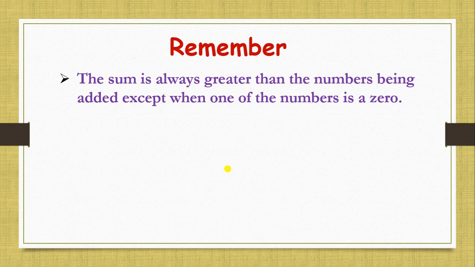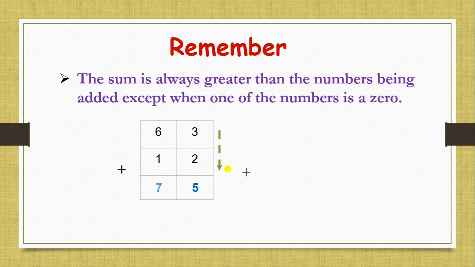The sum is always greater than the number being added, except when one of the numbers is 0. So whenever we are adding two numbers, the answer is always greater than those two numbers. For example, if we add 63 and 12, the answer is 75. So 75 is greater than 63 and greater than 12.